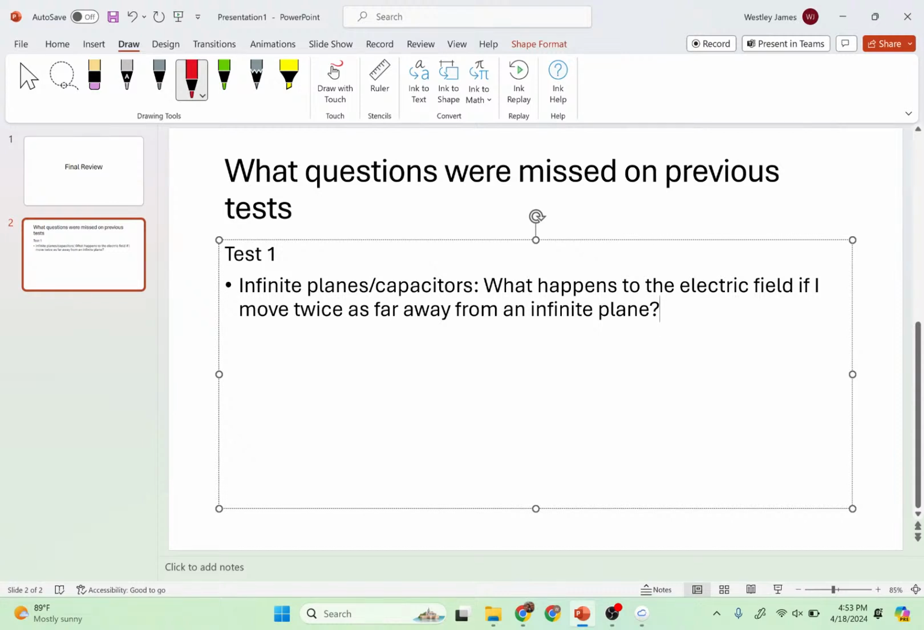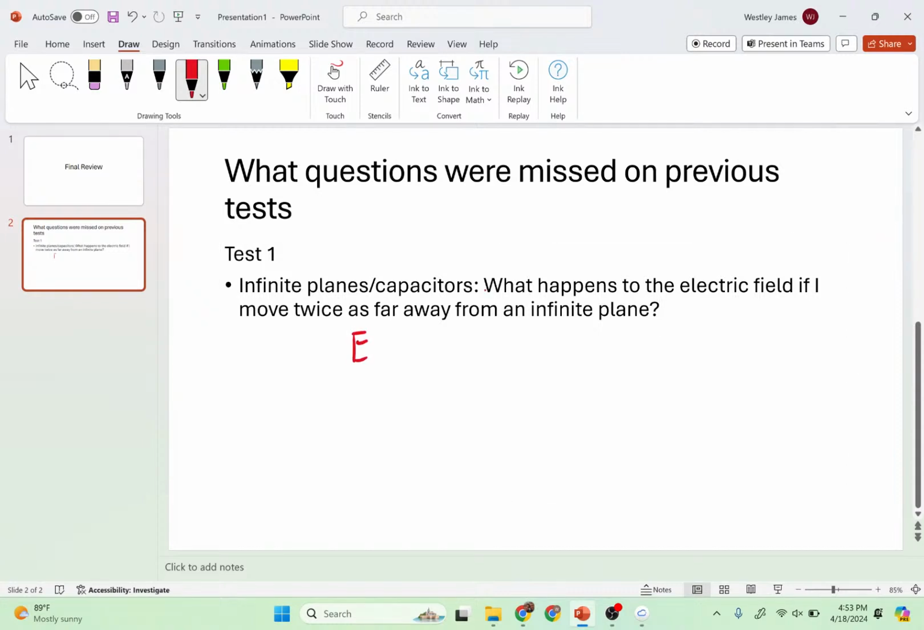Now, the thing that's funky about this equation, the equation for the electric field due to an infinite plane, is sigma over epsilon naught, which is the charge per area over epsilon naught. Distance is nowhere in that equation. R, nowhere in that equation. So here's my plane. It has some area, and all I said is I went from here to here. What happens to the electric field? It's the exact same.